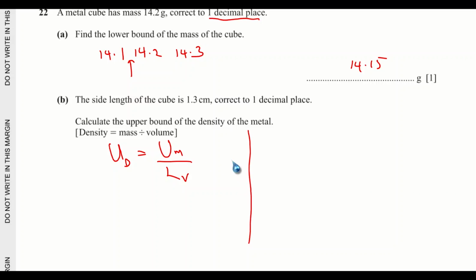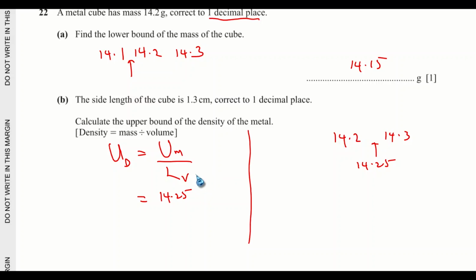So this is what we need to do. But we need to calculate the upper bound of the mass. From part A, we can easily get it. The upper bound of the mass will be between 14.2 and 14.3, which is 14.25. So the upper bound of the mass will be 14.25. Then we need the lower bound of the volume.